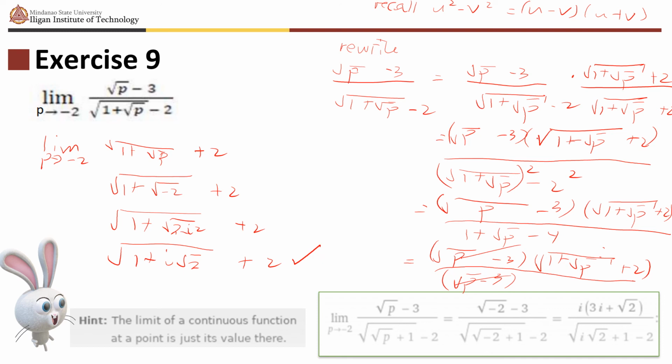So those are the odd numbered exercises on limits and continuity part 1.